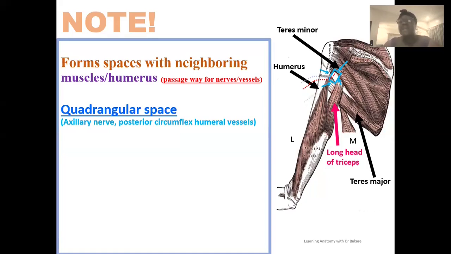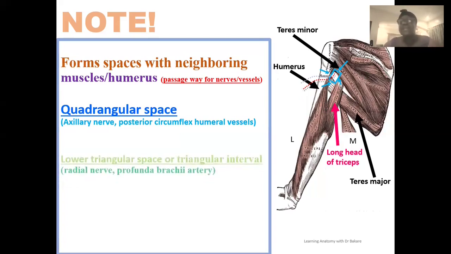So you see that these two vessels, the posterior circumflex humeral artery and vein, are also seen to be passing through this quadrangular space. So you see that this space is not created for fun or for fancy, but it is created for the allowance of passage of vessels and also nerves.